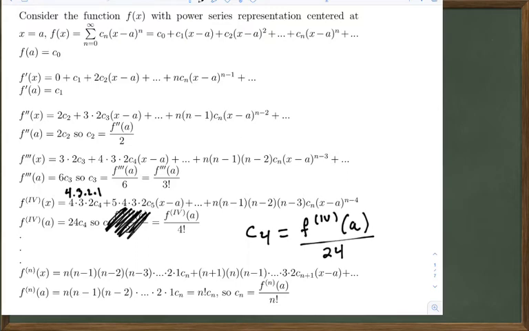Since 4 factorial is the same thing as 24. Okay, now if we continue this process, the nth derivative would be n minus 1, n minus 2, n minus 3, all the way out to 2 times 1, c sub n.